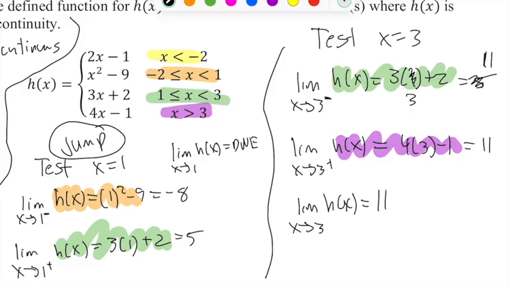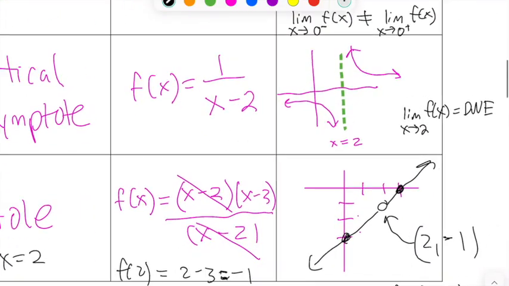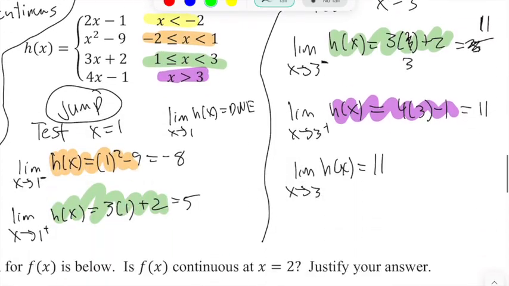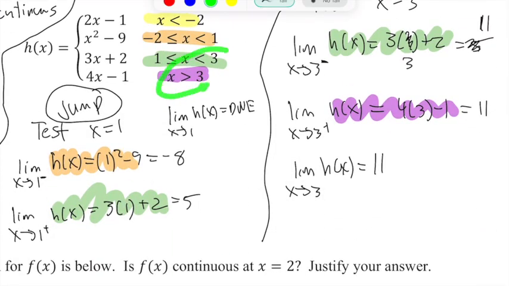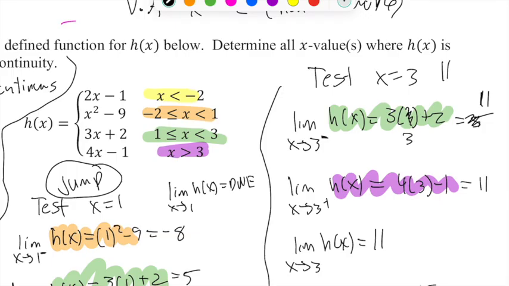Now, just because it's equal to 11, we have to make sure it's defined there, because again, we could still have a discontinuity. Even if the limit exists, we have to check to see if the value exists. And in this case, if you notice, nothing is equal to 3 here. So h of 3 does not exist. This right here is a hole discontinuity. So this is discontinuous and it's a hole.